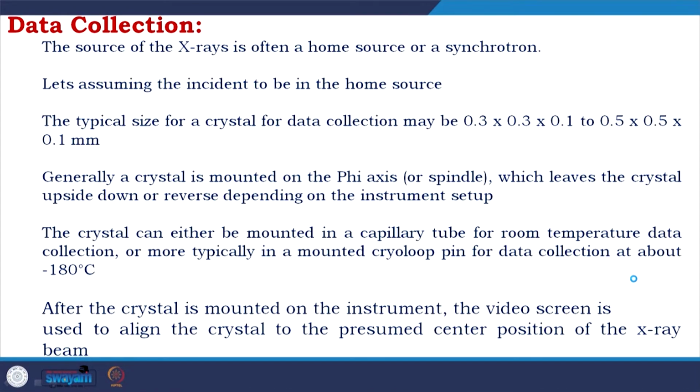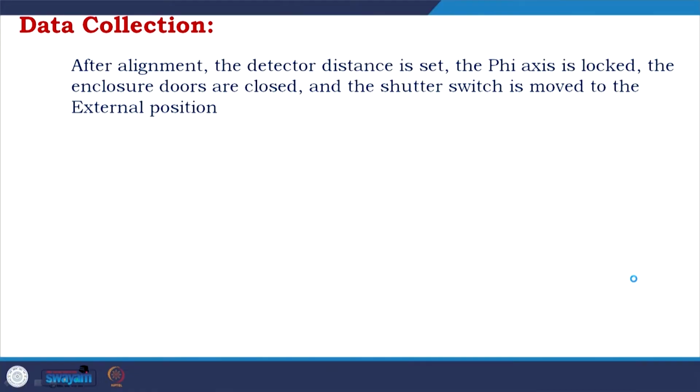After the crystal is mounted on the instrument, the video screen I talked about in the home source is used to align the crystal to the presumed center position of the X-ray beam. I also explained before how this alignment is very essential, because you set it and then it would automatically rotate. If you do not do the perfect alignment with rotation, it would lose the center, like it would lose the focus of the X-ray beam.